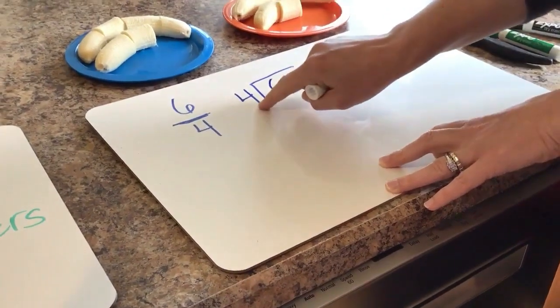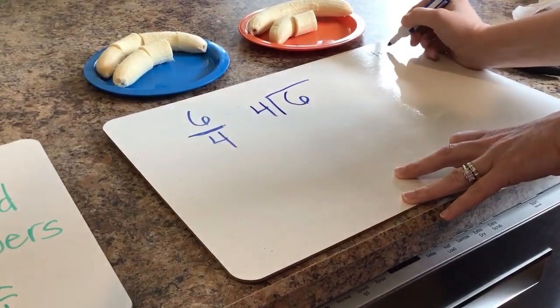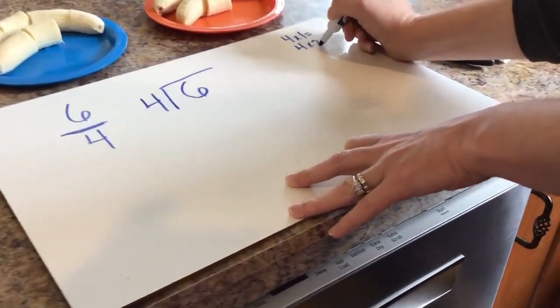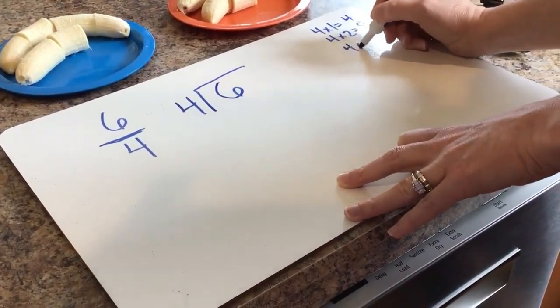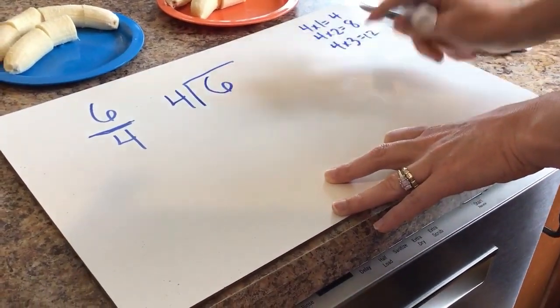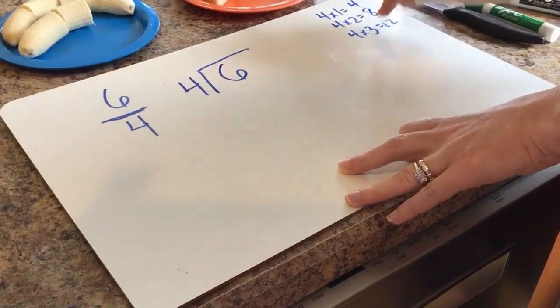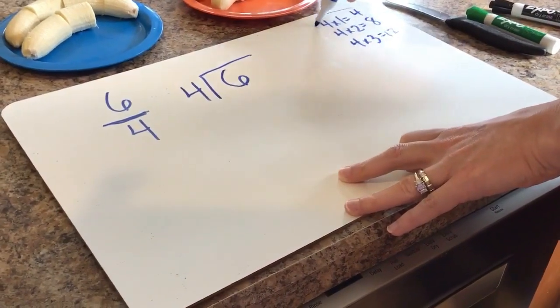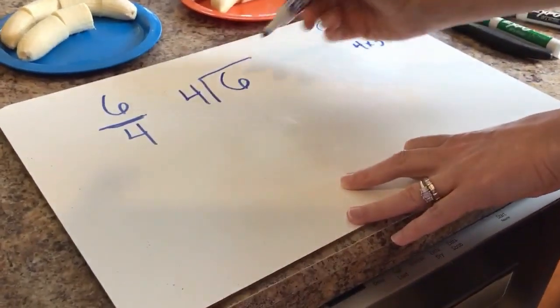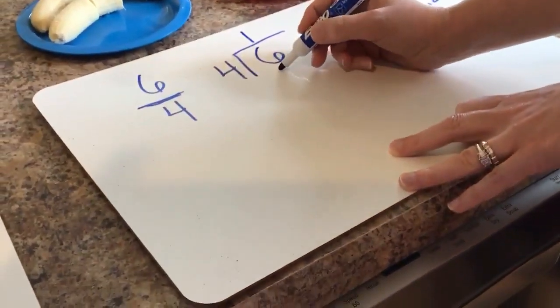And I know I can ask myself my 4 facts. So over on the corner, if I'm not sure, I can write my 4 facts. 4 times 1 is 4. 4 times 2 is 8. 4 times 3 is 12. I need to know what 4 fact is going to equal 6 or less, as close to 6 as I can get. 8's too big, so I'm going to use this fact, 4 times 1. So 4 goes into 6 one time. 1 times 4 is 4.